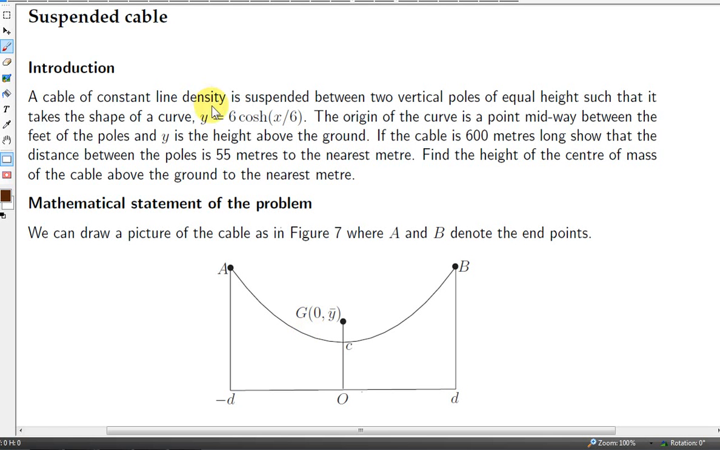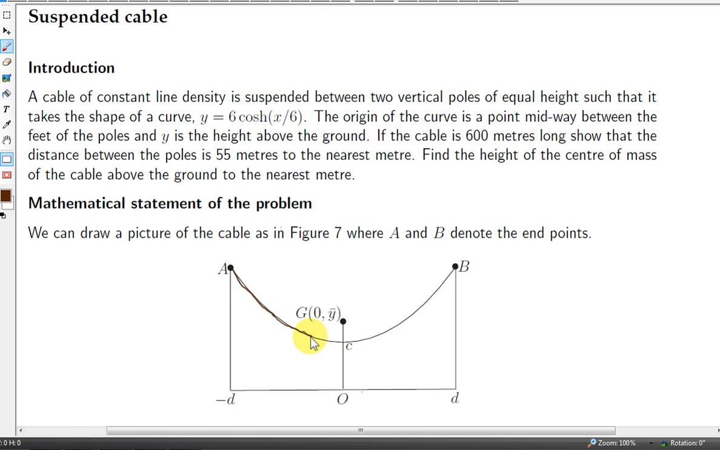A cable of constant line density is suspended between two vertical poles of equal height such that it takes the shape of a curve y equals 6 hyperbolic cos x divided by 6. The origin of the curve is a point midway between the foot of the poles and y is the height above the ground. If the cable is 600 meters long, show that the distance between the poles is 55 meters to the nearest meter. And we're going to find the height of the center of mass of the cable.